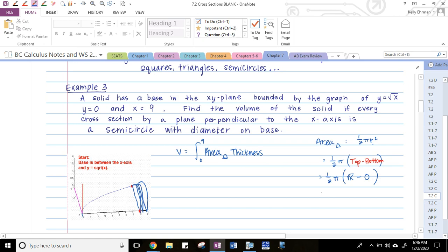So the area of a semicircle in this particular shape is going to be pi times square root of x over 2, if I simplify that. All right. Oh, wait. Sorry, what am I missing? Squared. Goodness.